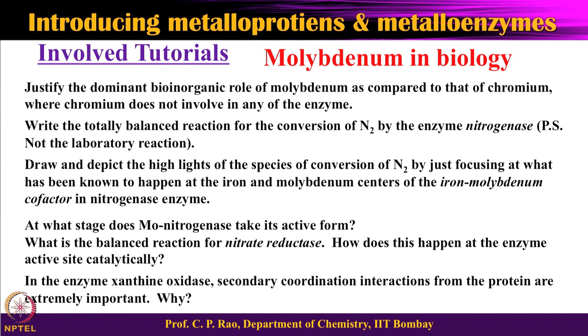Why does the question arise? Chromium, molybdenum, and tungsten are in the same family. So, if they are in the same family, why cannot one think that whatever molybdenum is doing, chromium should also do? It is a very interesting thing. So, what do we need to think of? All these reactions in molybdenum are happening by its redox chemistry, by its oxophilic chemistry, by its oxotransfer chemistry.